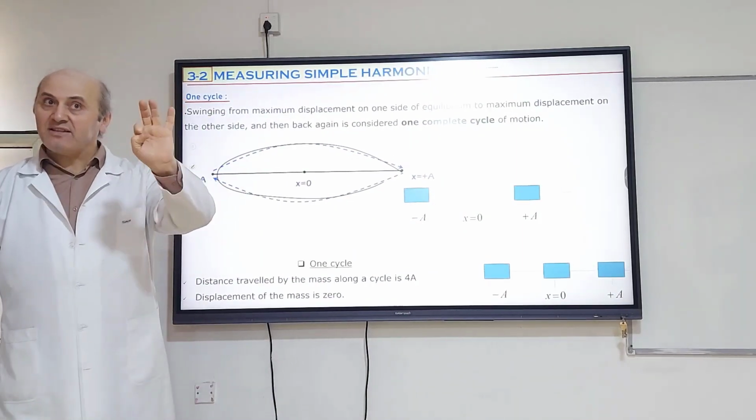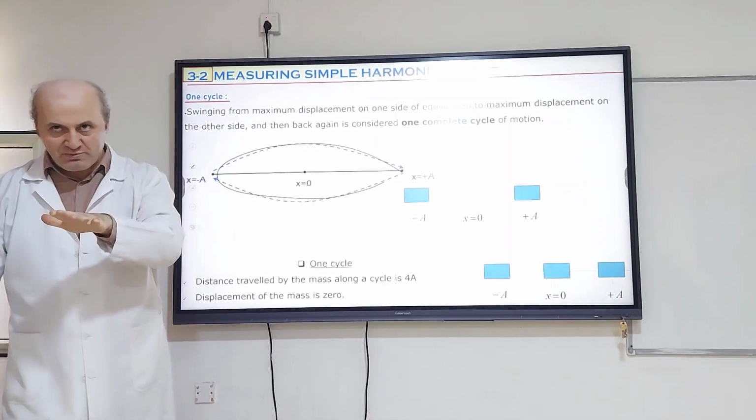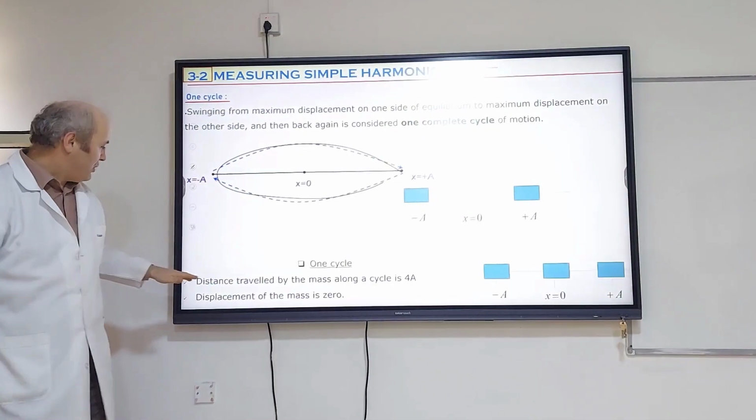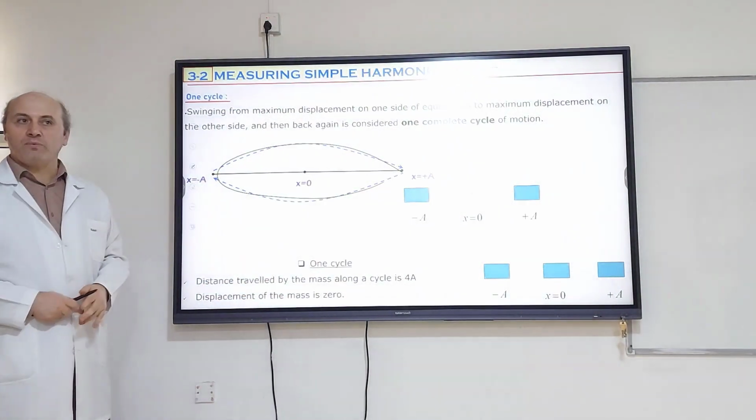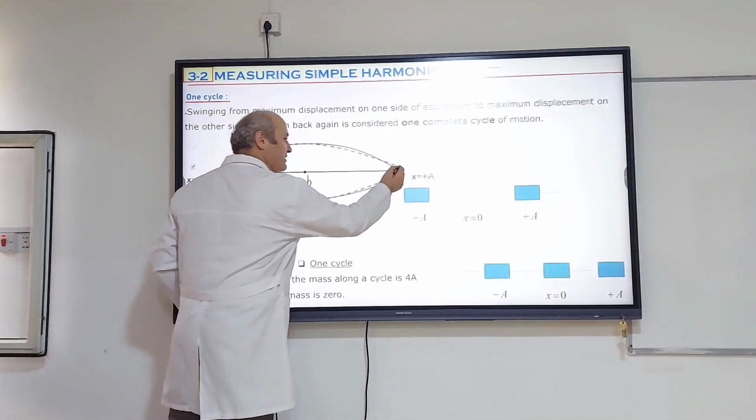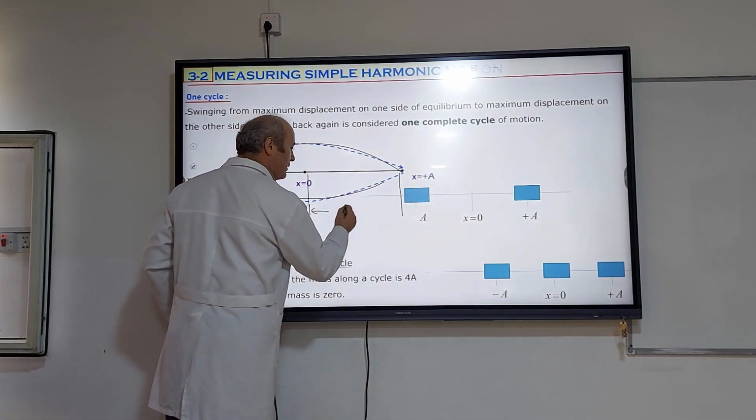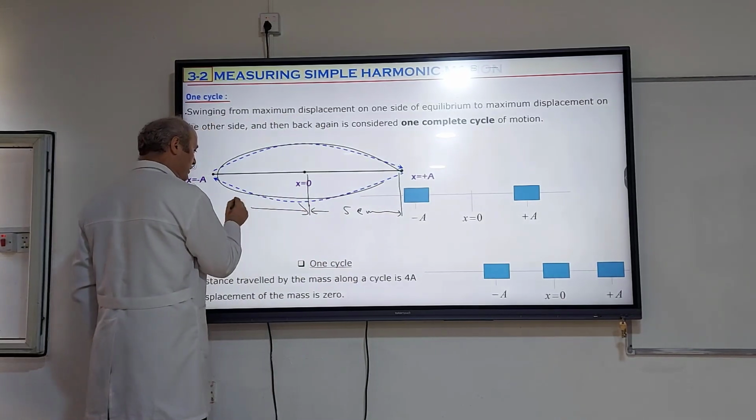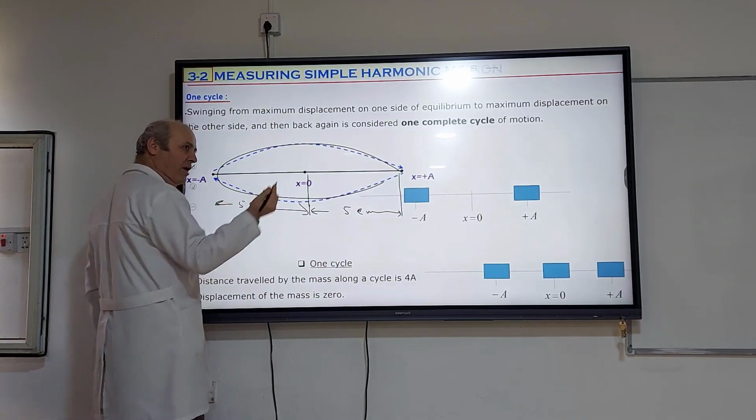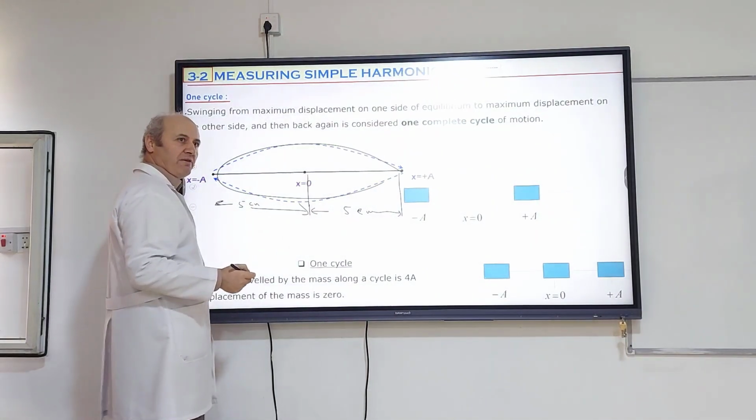That's why the net displacement, the linear one, is 0. So, linear displacement is 0, but what is the distance traveled by the object? Give a number to the amplitude. Say that amplitude is 5 centimeters. But 5 centimeters not only on the right, on the left is also 5 centimeters. So now count. In one cycle, how many centimeters do you travel?